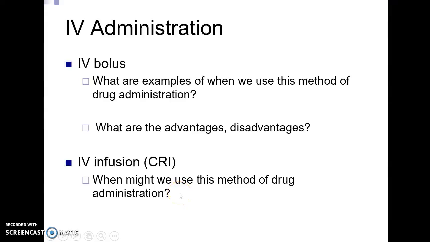Let's think about when different administration types would be good and some advantages and disadvantages. So we'll start with the IV bolus. And that graph before where I showed you the IV administration, that is a bolus. We're giving a certain amount of drug all at once.